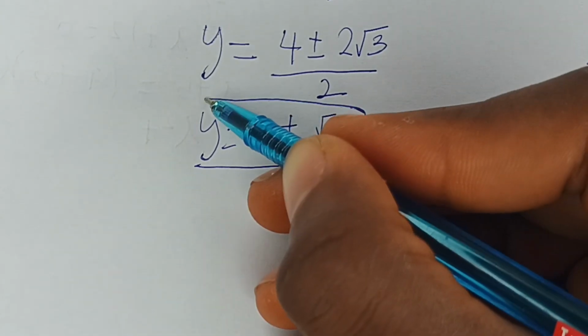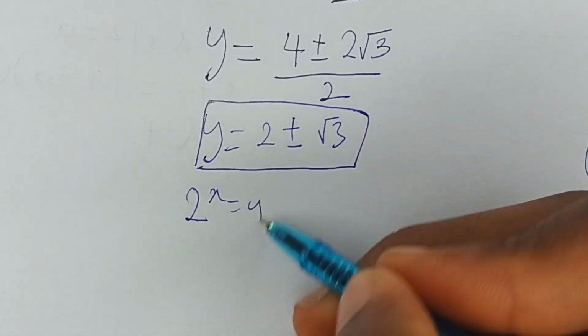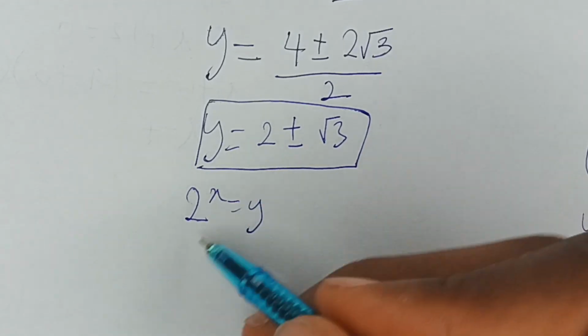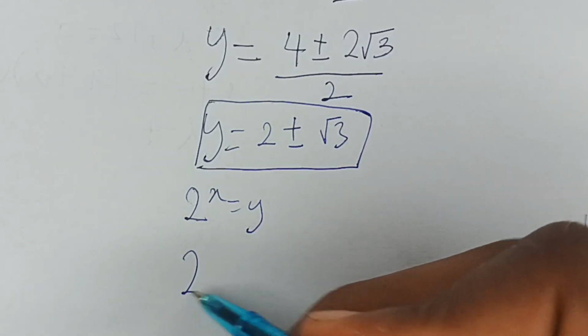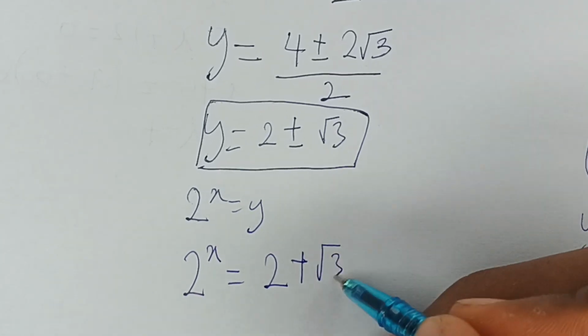Alright, so these are the values for y. But remember that we said 2 raised to the power x is equal to y. Hence, when y is equal to 2 plus root 3, we now have 2 raised to the power x is equal to 2 plus root 3.